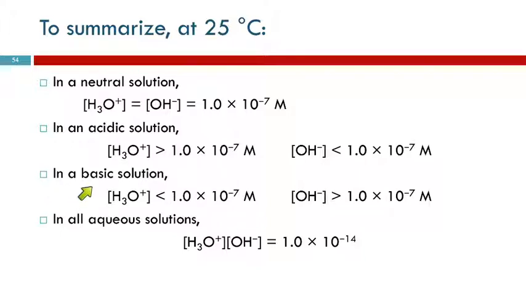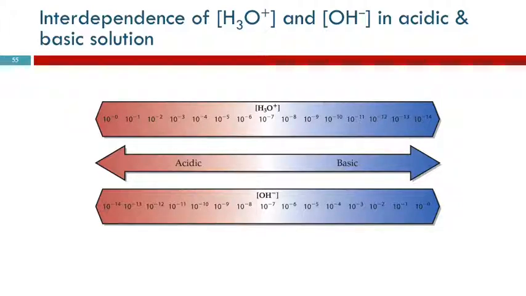In a basic solution, think about adding sodium hydroxide. You're adding OH minus. So the hydroxide ion concentration is larger than 10 to the minus 7. And some of that will neutralize the hydronium ion, and so this will be smaller. But this is always true in aqueous solutions. The hydronium times the hydroxide equals 10 to the minus 14. So they have this inverse relationship. So here in neutral water, pure water, 10 to the minus 7 for the hydronium ion concentration, 10 to the minus 7 for the hydroxide. If you go to an acidic solution, the hydronium ion concentration gets larger, the hydroxide ion concentration gets smaller. If you go to a basic solution, the hydroxide ion concentration increases, the hydronium ion concentration decreases.